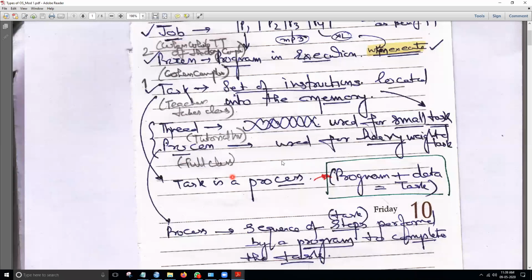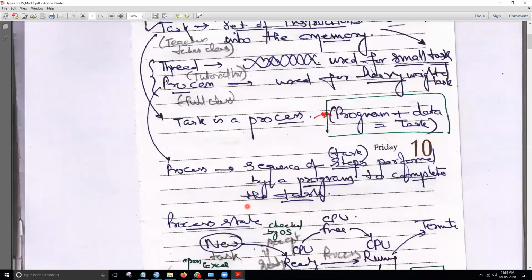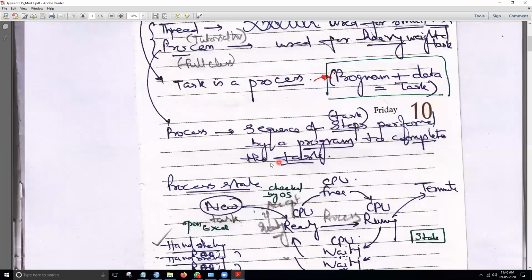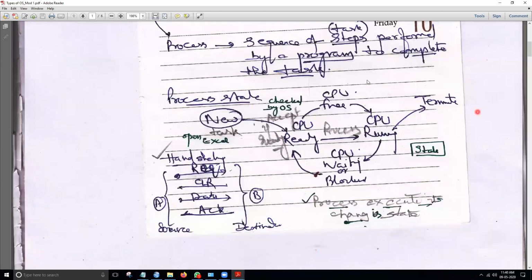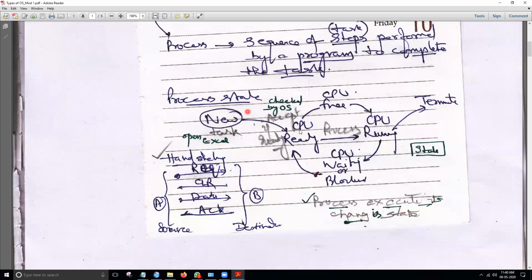When we talk about a process, that is nothing but a program plus data. That is known as a task in the case of that particular process. A process is a sequence of steps performed by the program to compute this task. That is known as the process. Now, coming to what exactly a process is: a process consists of these components. That is nothing but a new task comes. What is a task? A task is a process. Whenever a new task comes, it is given to the CPU.